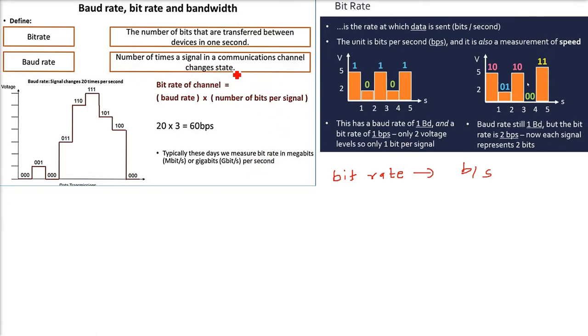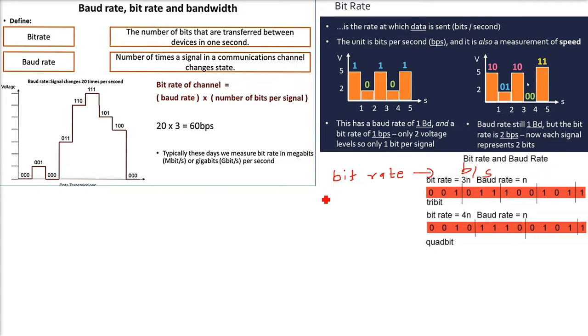And baud rate is the number of times a signal in a communication channel changes its state. Okay? The changing state of the signal is the baud rate, and the number of bits that are transferred in 1 second is the bit rate. So the number of times the signal changes its state is the baud rate.